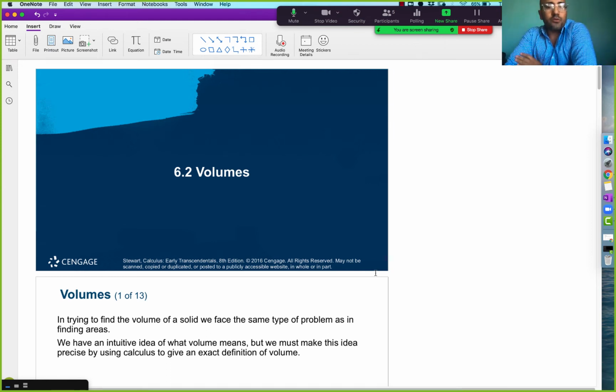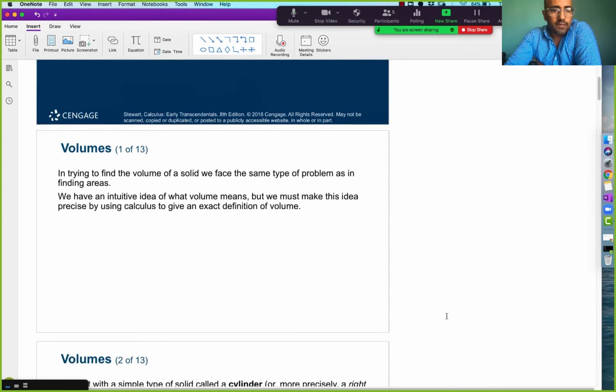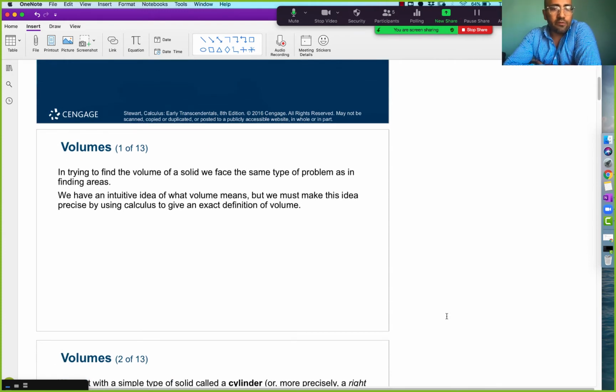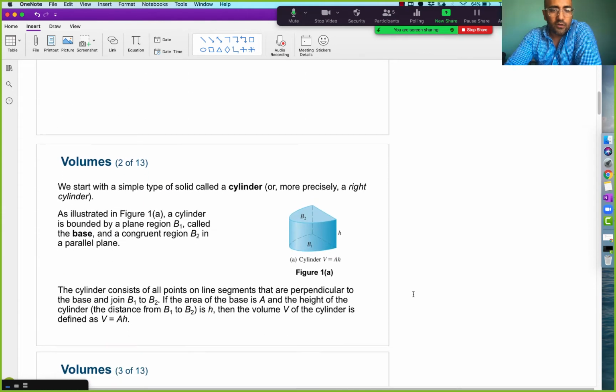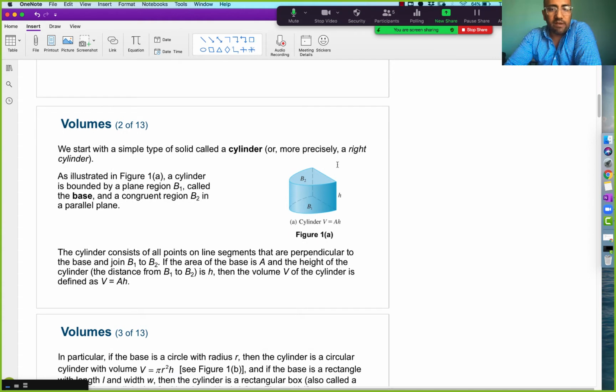So 6.2 deals with volumes. In trying to find the volume of a solid, we face the same type of problem as in finding areas. We have an intuitive idea of what the volume means, but we must look at this idea in a more precise calculus definition. So here's a nice simple shape that we might be used to, right?